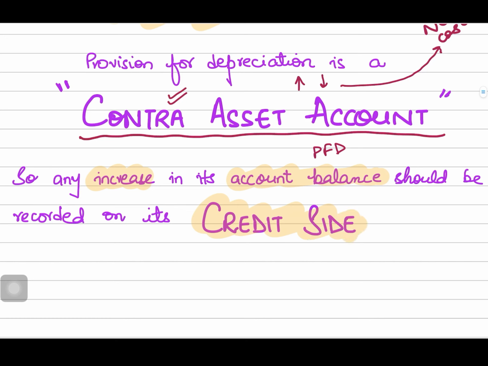We know that any increase in an asset account, be it non-current asset or current asset, but in this case, of course, non-current asset, because we charge depreciation on non-current assets only, any increase in non-current asset account is recorded on the debit side. But contra accounts work in the opposite way. That is, any increase in the provision for depreciation on any non-current asset would be recorded on its credit side.